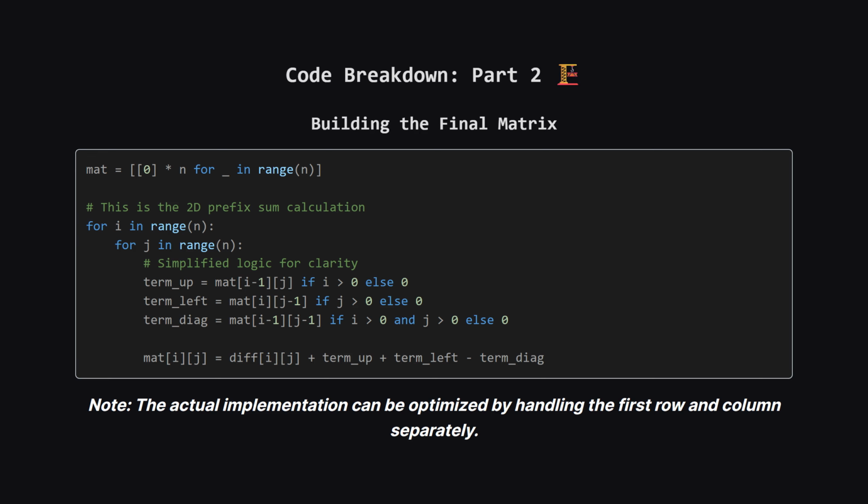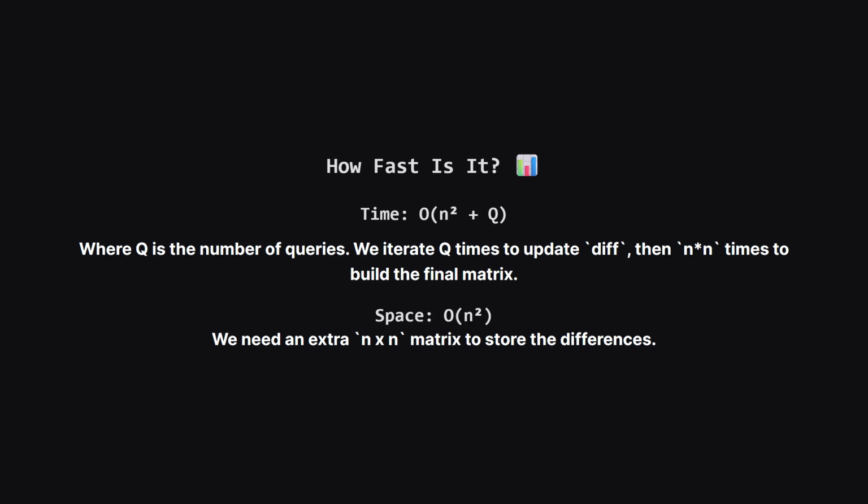The value at the current cell is its own marker value, plus the final value from above, plus the final value from the left, minus the final value from the diagonal top left. The code in the previous slide optimizes this by handling the first row and column as special cases before doing the main loop. So let's talk performance.